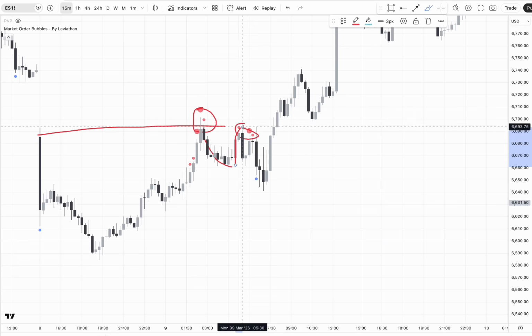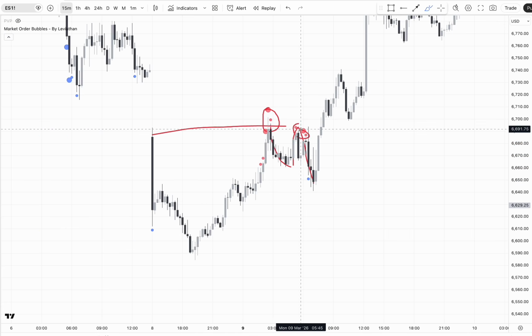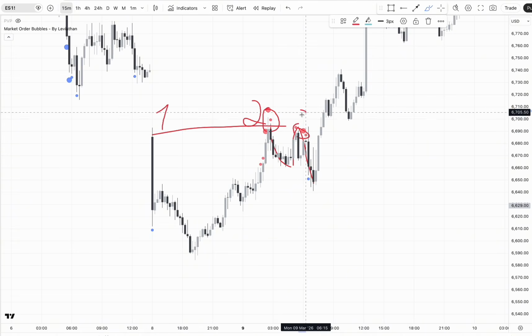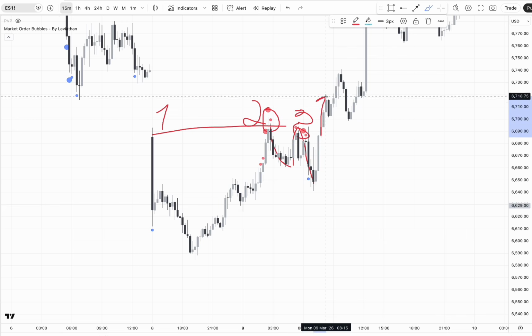And then once we come back here and test it again, we get another number of buy market order bubbles to fade. But honestly, I wouldn't have been taking this trade personally, just because in my book it's already a third test. So this would be test number 1, this would be test number 2, this would be test number 3, kind of getting risky here. And sure enough, on test number 4 we break to the upside.